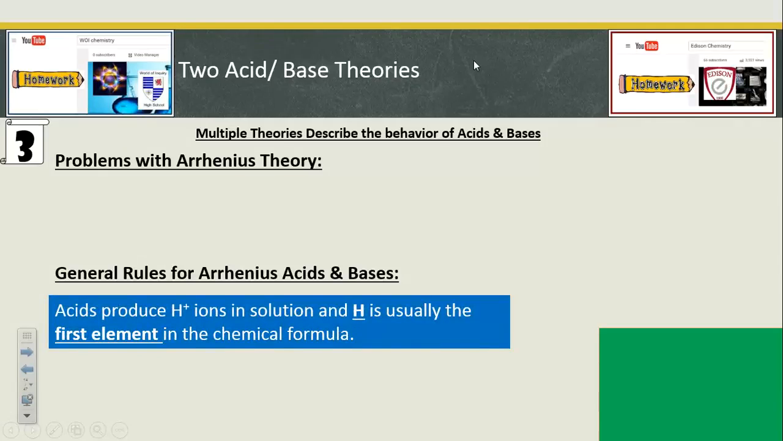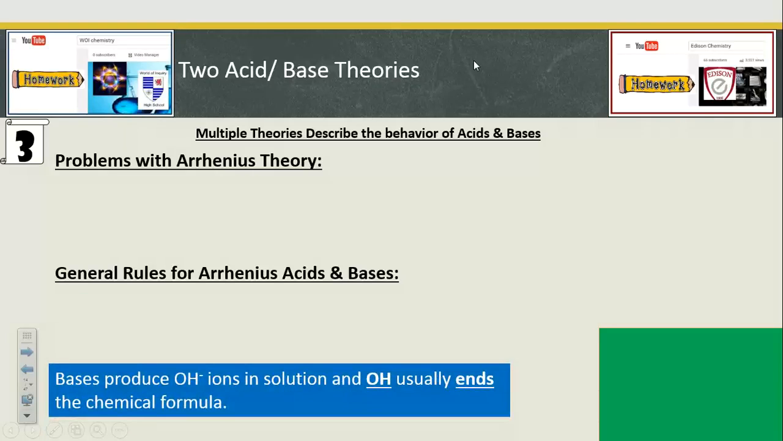Acids produce H plus ions. H is usually the first element in chemical formulas according to reference tables K, L, and M. Those are our acids and bases. K is common acids. You'll see at the formula's beginning there's usually always an H. Bases produce hydroxide, and the OH hydroxide usually ends the chemical formula. So the common base table has 3 formulas that have OH in them and one that does not. That one that does not is why there's a problem with Arrhenius theory.